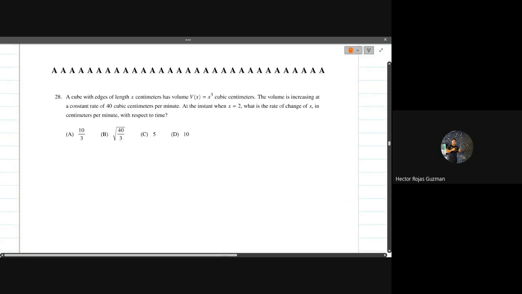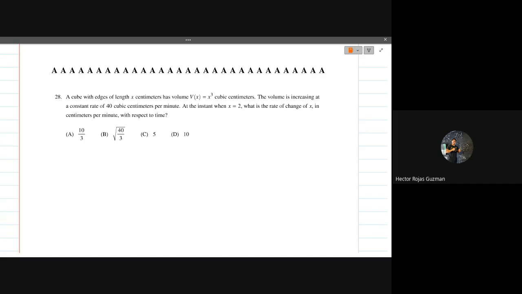28. A cube with edges of length x centimeters has a volume of x cubed. The volume is increasing at a constant rate of 40 cubic centimeters per minute. Let's take a note of that. dv dt is increasing at a rate of 40 cubic centimeters per minute. At the instant when x equals 2, what is the rate of change of x? So dx dt is question mark. x is equal to 2 centimeters.